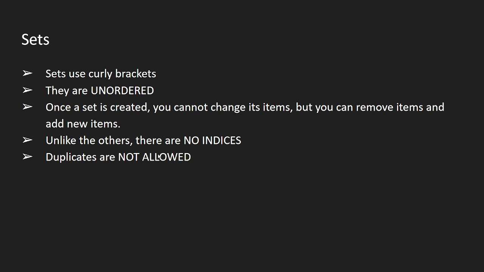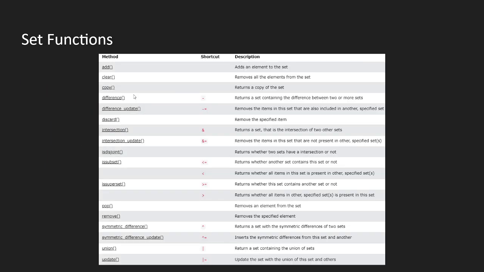Sets use curly brackets. They're unordered. Once a set is created, you cannot change its items, but you can remove items and add new items. Unlike the others, there are no indices. And here, duplicates are not allowed because it is a set. So in sets, you can't have duplicates, and they're all over the place. Oh, and there's no indices because obviously it's unordered. So you can't have indices for something that has no order.